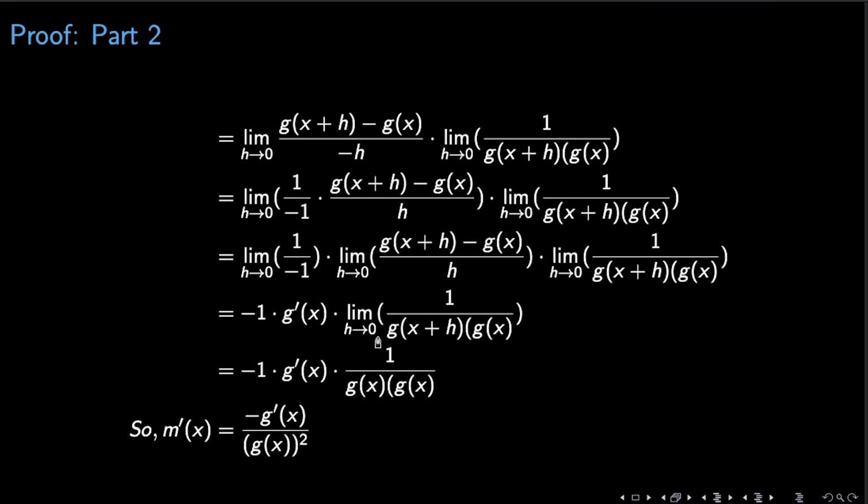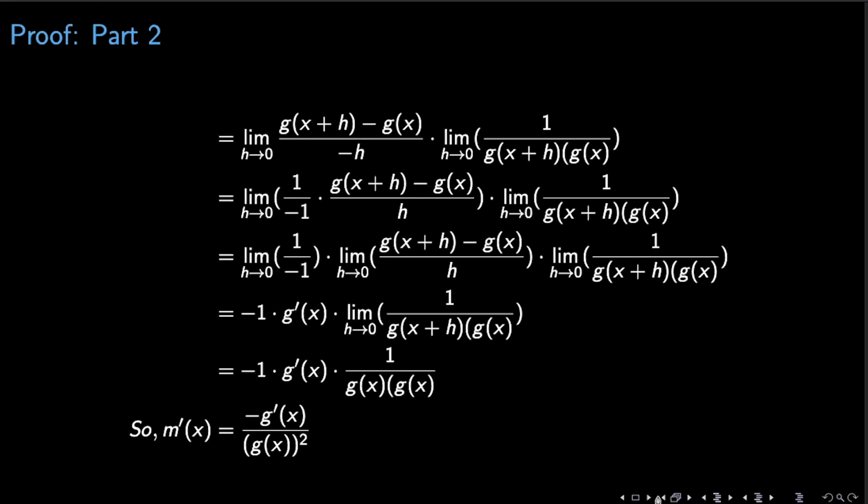Now, what's interesting is that if you substitute 0, you get g of x plus 0, which essentially evaluates to g of x, so 1 over g of x times g of x. So basically, we get negative 1 times g prime of x times 1 over g of x times g of x. So you get m prime of x, which is equal to negative g prime of x over g of x squared. Essentially, we've arrived at our goal to represent m prime of x with respect to g of x.